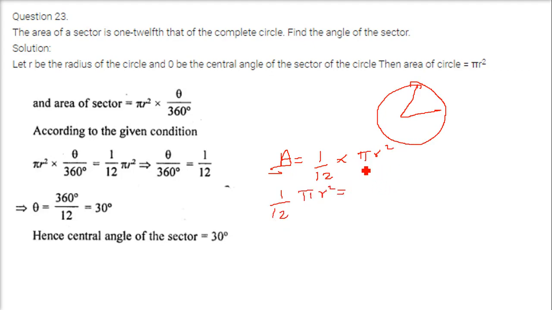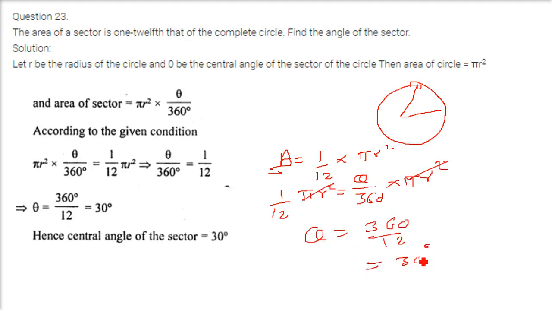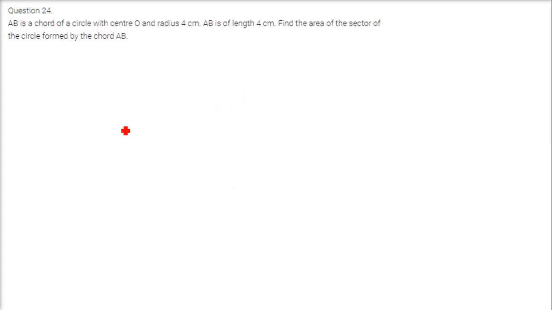Theta by 360 into pi r square. First we have to find out the theta, which can be found out like this. Theta by 360 into pi r square is the area, and it is given that it is 1/12 of the pi r square. So what will happen? Pi r square will get cancelled. Theta will be equal to 360 by 12, and this is going to come as 30 degree.